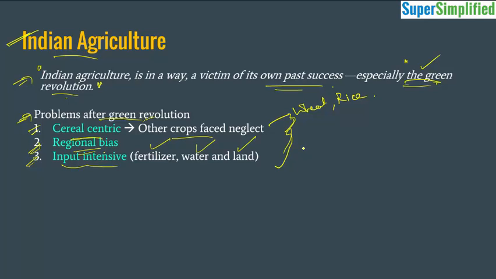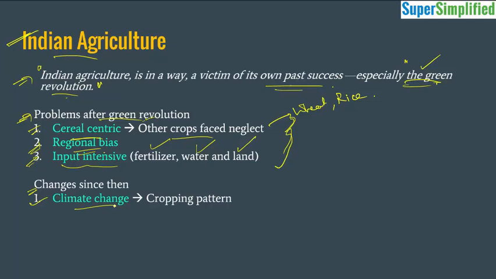But certain other things have changed. So what are those changes which have taken place since the Green Revolution? First of all, climate change has taken place, because of which the cropping pattern is changing. In the last 2 years we have seen low rainfall. These are the changes happening in the climate, and because of that the cropping pattern is also changing. And the second reason is that the dietary pattern of the population is changing, because the income of the population is gradually increasing, because of which the demand for pulses is growing.